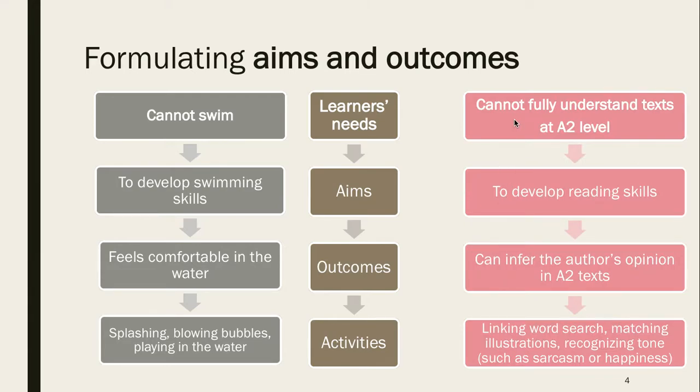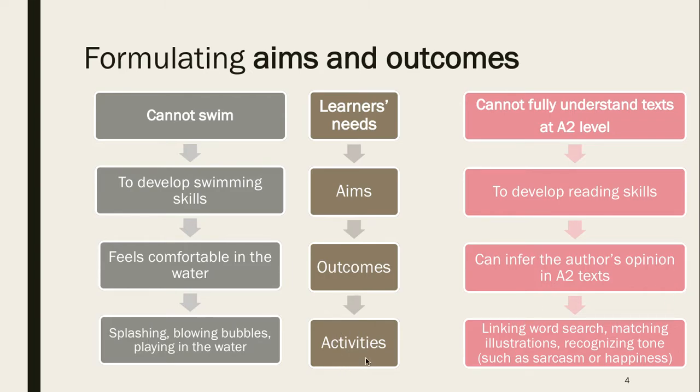Similarly, here's another need. Our learners cannot fully understand texts in English at A2 level. So our aim in the long term is to develop their reading skills. In the shorter term, say in one lesson, the outcome is that we want that by the end of the lesson, the learners can infer the author's opinion in A2 level texts in English. So infer, they can deduce or guess the author's opinion.